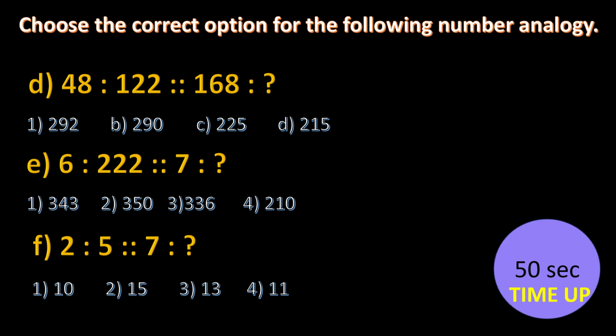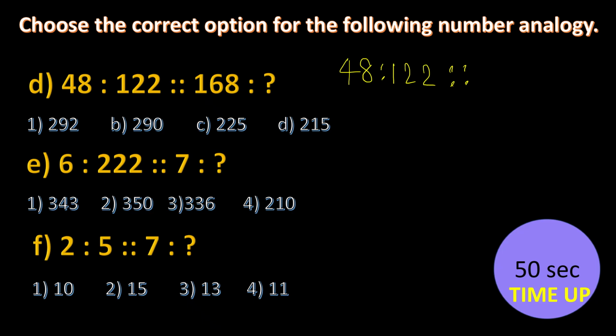Okay, time up, students. We will see how to solve this. So we have what? The first one is 48 is to 22 we have. Then next we have 168 is to what? So clearly you can see that they are not prime numbers. Next, go to square. 48 is not a square, correct?